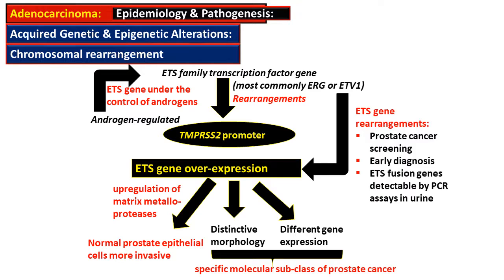This ETS gene rearrangement is an important one, and it can be used for prostate cancer screening for its early diagnosis, and these ETS fusion genes are also detectable by sensitive PCR assays in urine.